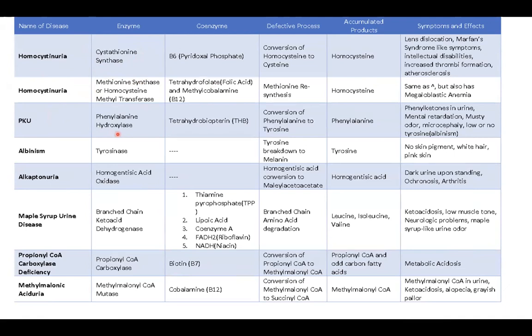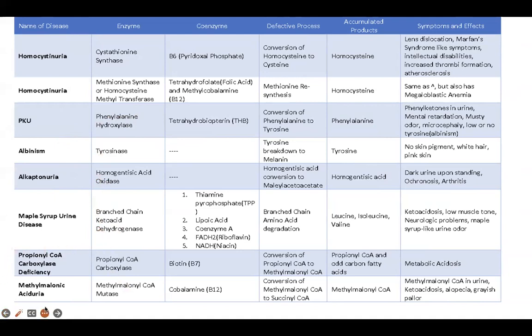What's the other thing that could be deficient here? BH4 could be deficient. So tetrahydrobiopterin deficiency, BH4 could also cause similar symptoms. In albinism, what's the enzyme that's deficient? Tyrosinase. In Alcoptinuria, what is deficient? Homogentisic acid oxidase. Maple syrup urine disease has a deficiency of branched chain keto acid dehydrogenase.